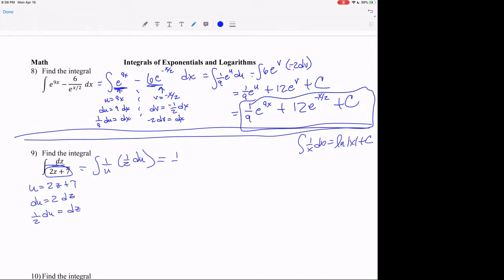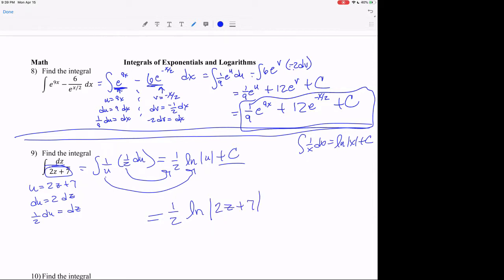So the 1/2 is a constant, so I'm going to pull it out in front. 1 over u is ln absolute value of u plus my constant. So this got pulled out. This is the natural log, and then I have my integration constant. Now I'm going to go back to my original variable. So that's 1/2 times the natural log of the absolute value of 2z plus 7 plus my constant. And that is my final answer.